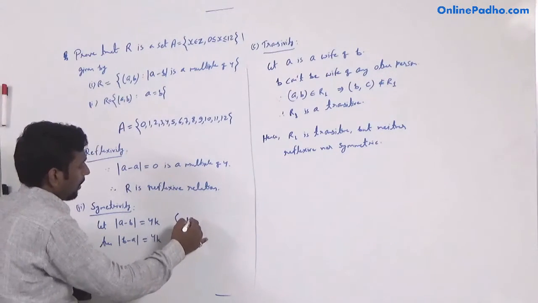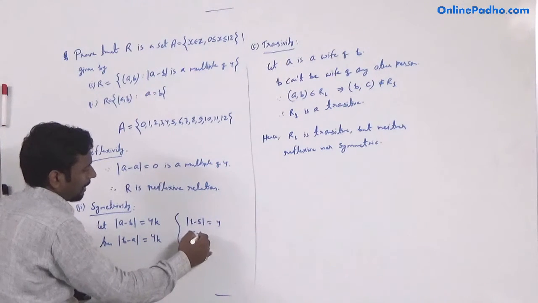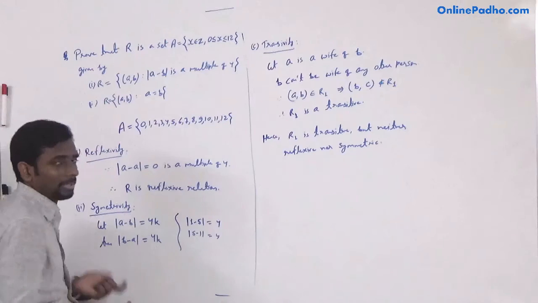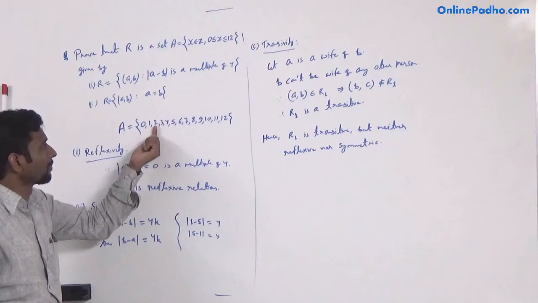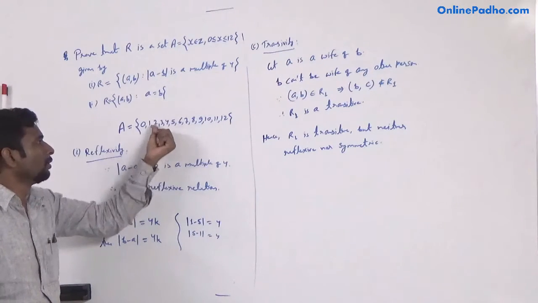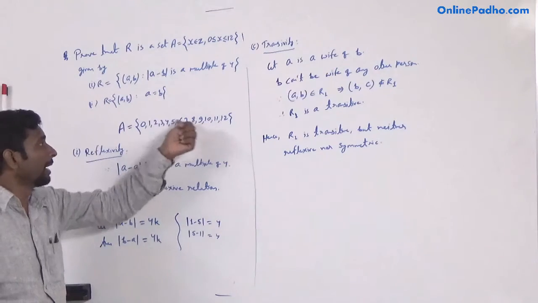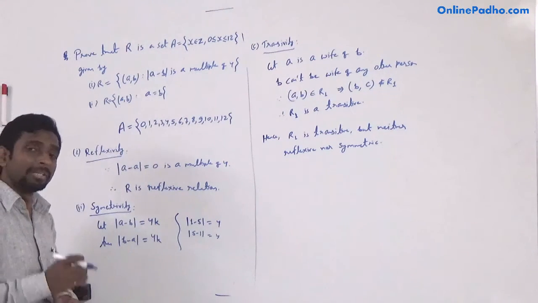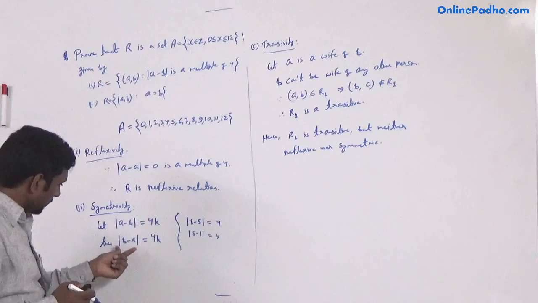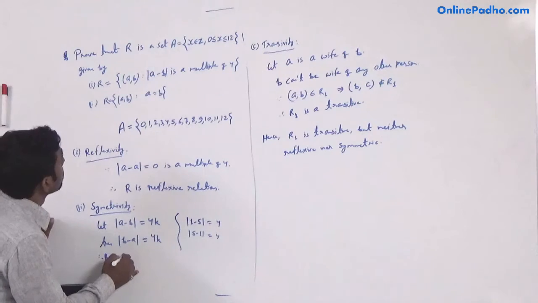If we consider mod 1 minus 5, this is a multiple of 4, then mod 5 minus 1 is what? Again a multiple of 4. Yes. In this case, if you consider 2 and 10, so 2 minus 10 is 8 in modulus, and 10 minus 2 again 8 in modulus function. Both are multiples of 4. If you consider the first, you will get the second. So therefore, R is symmetric.